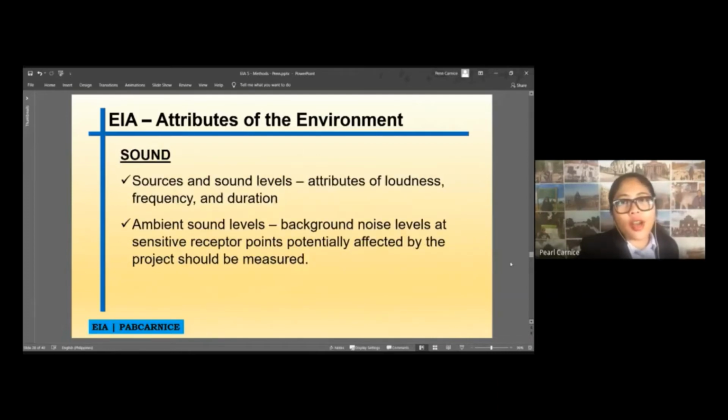Sound, of course: sources and sound levels, which actually attribute to loudness, frequency, and duration. Ambient sound levels, like background noise levels at sensitive receptor points potentially affected by projects, should be measured.